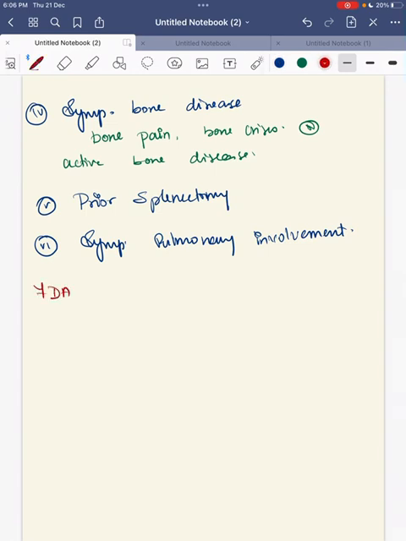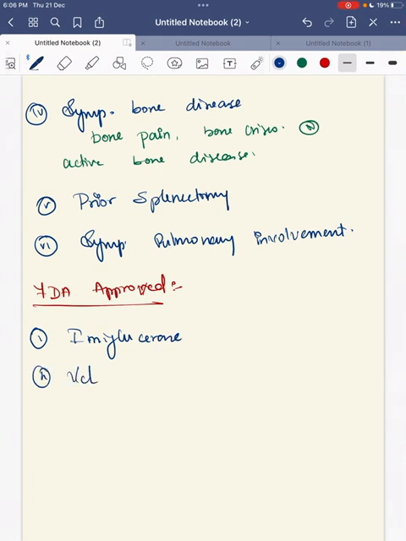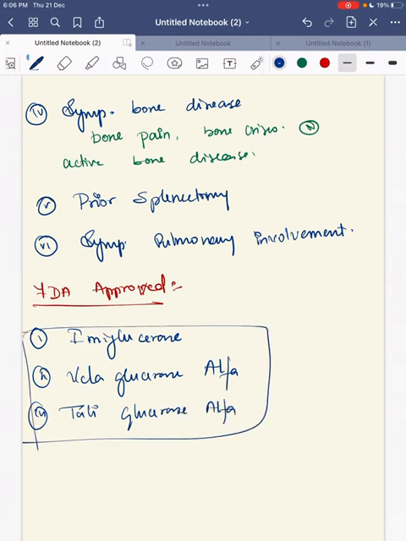So what are the FDA approved enzyme replacement therapies? The first one is imiglucerase. Second one is velaglucerase alpha. Third one is taliglucerase alpha. So these three are the FDA approved enzyme replacement therapies for children with Gaucher's disease.